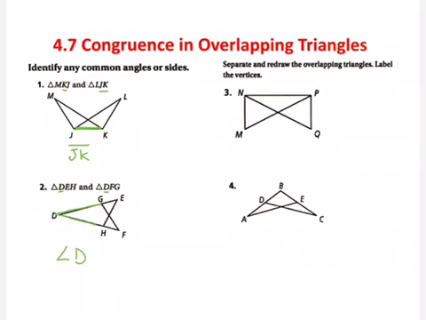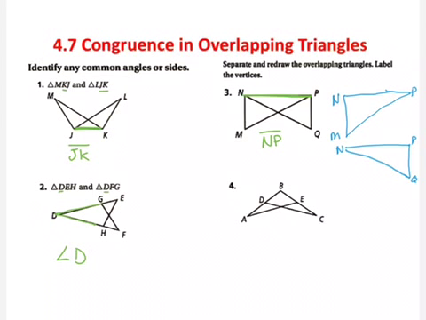Here it's just asking us to separate the triangles, so we're practicing redrawing the two triangles separately. So here we'll have N, M, P, and then our other triangle, we've got P, Q, and N. And once again, we should recognize our overlapping pieces. The overlap here is just going to be NP.